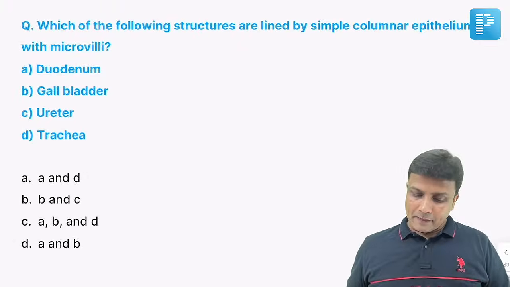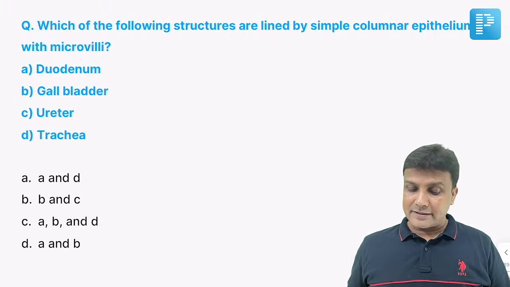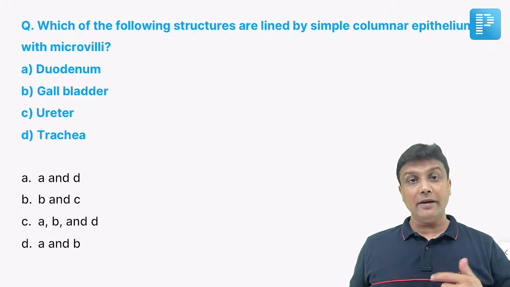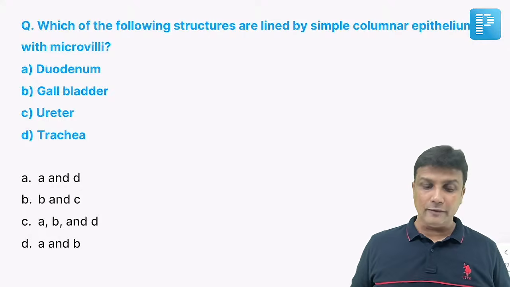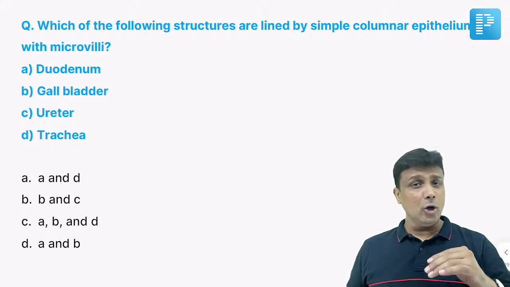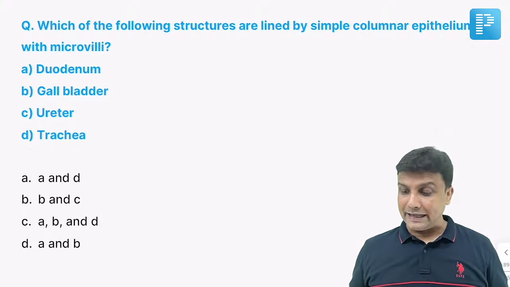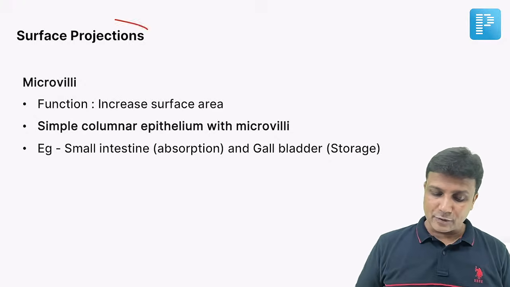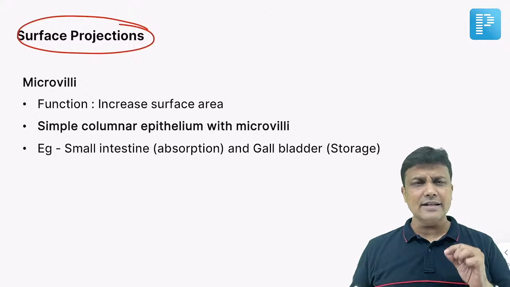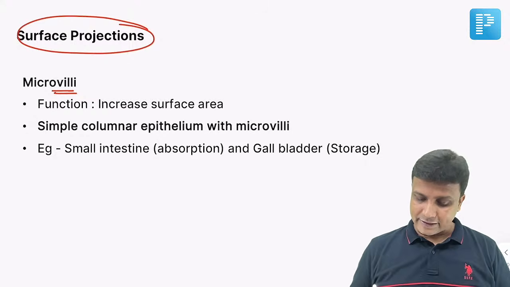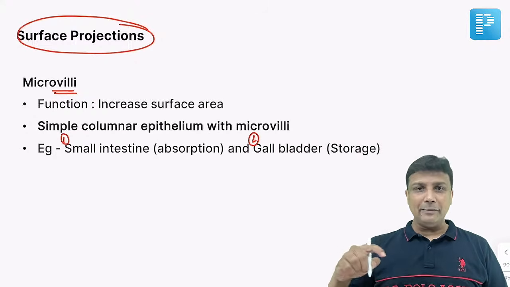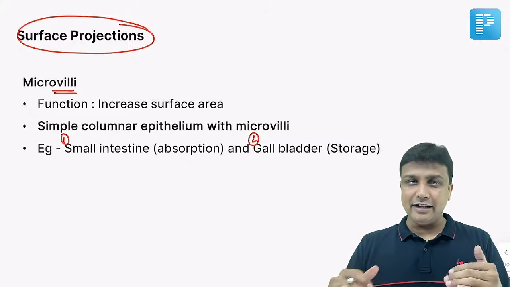Next one, sir. Which of the following structures are lined by simple columnar epithelium with microvilli? With microvilli. I hope you remember in histology when we learned, I told you about all the epithelium in a crystal clear manner, and additionally there will be certain surface projections from the cells like cilia and the microvilli. So which cells will actually have microvilli on their surface? That is the small intestine, number 1 here, and the gallbladder. Why do you have that microvilli? To increase the surface area for absorption.